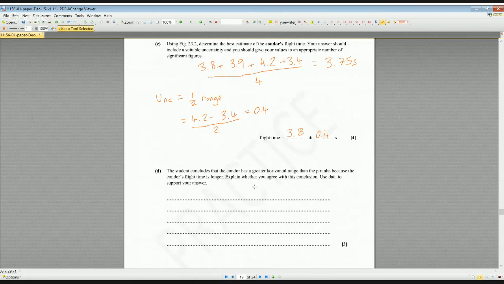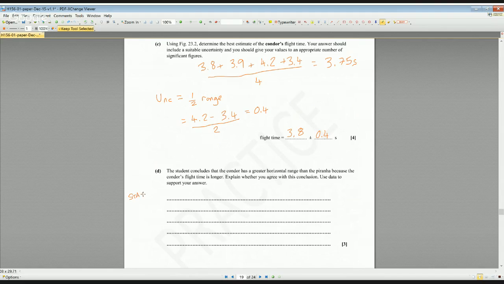And part D, the student concludes that the condor has a greater horizontal range than the piranha because the condor's flight time is longer. Explain whether you agree with that conclusion. You can use data to support your answer. Having looked at the mark scheme for this, what OCR are looking for with this question is 3 things. That's what the 3 marks are for.